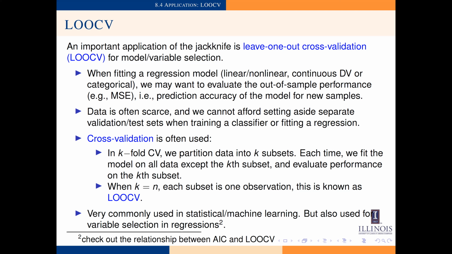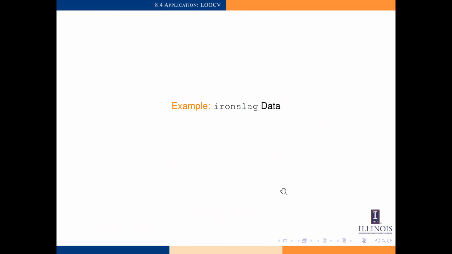In other words, asymptotically, choosing the model that minimizes AIC is equivalent to choosing a model that minimizes the leave one out cross-validation error. If you're interested in this, then you can check out the link that I included here, which is an article that discusses the relationship between AIC and leave one out cross-validation. We're going to see an example of this using the iron slag data in R. So we are going to use LOOCV to select a model that can fit the data the best.